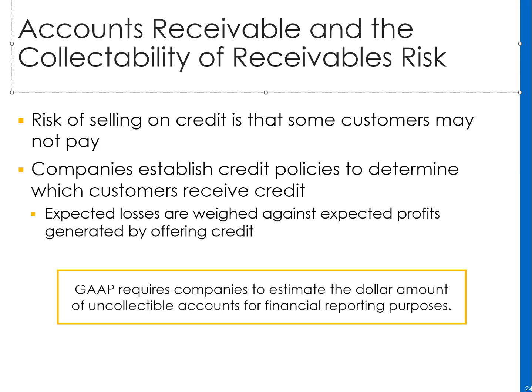Now let's talk about accounts receivable. Accounts receivable is a contract asset incurred. So the problem with accounts receivable is that there's a risk, right? Some customers may not pay. So the company should establish credit policies to determine who can receive credit.